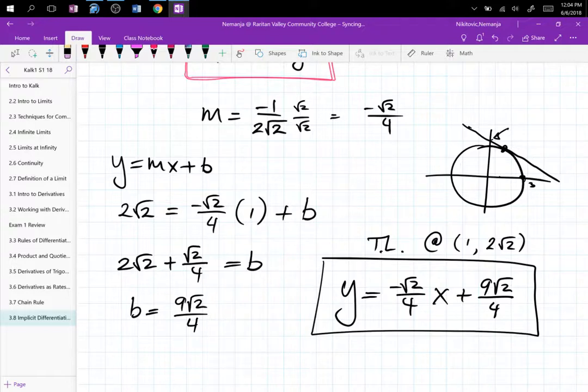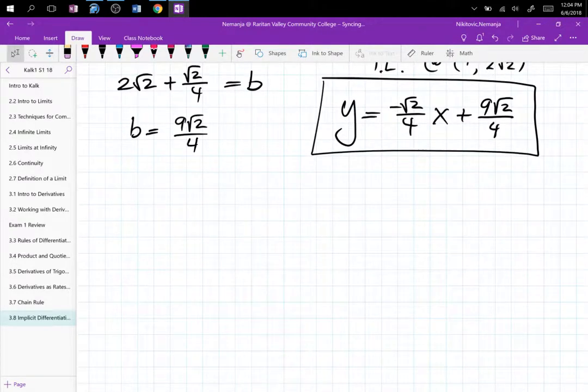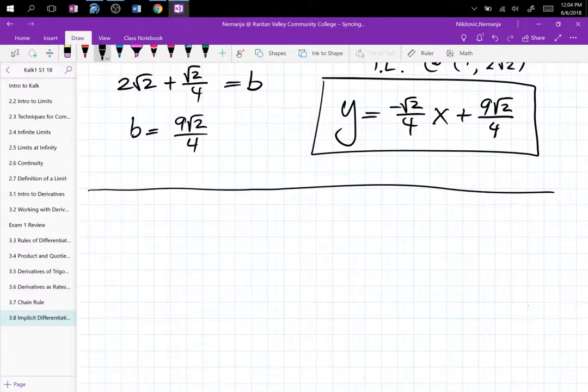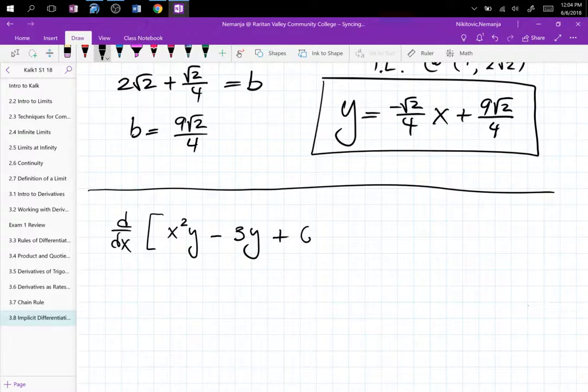Now, the rest of the implicit differentiation is a whole bunch of examples for us to practice the mechanics of it. So what is the derivative of x squared y minus 3y plus 6x equals 17? You will have to take these derivatives term-wise, one by one. If you have any questions, go ahead.